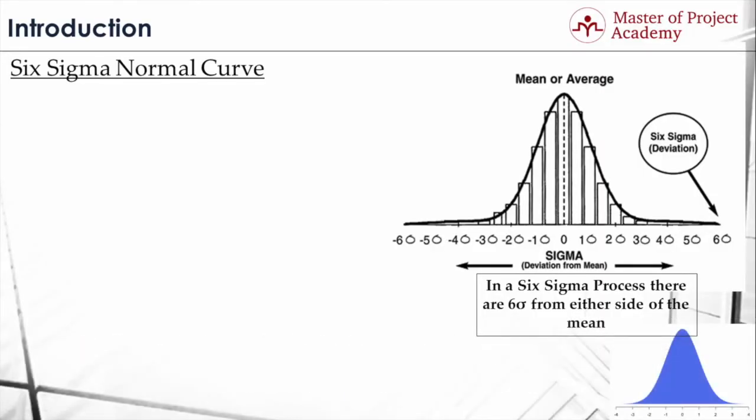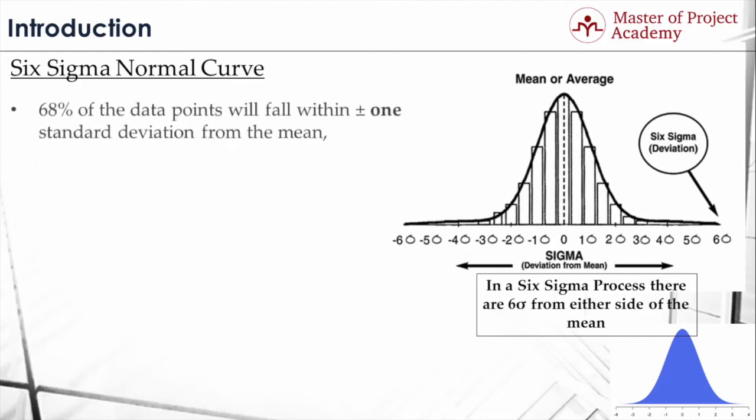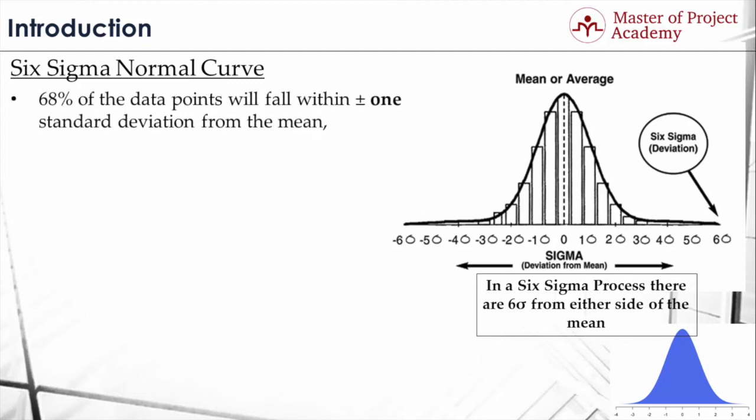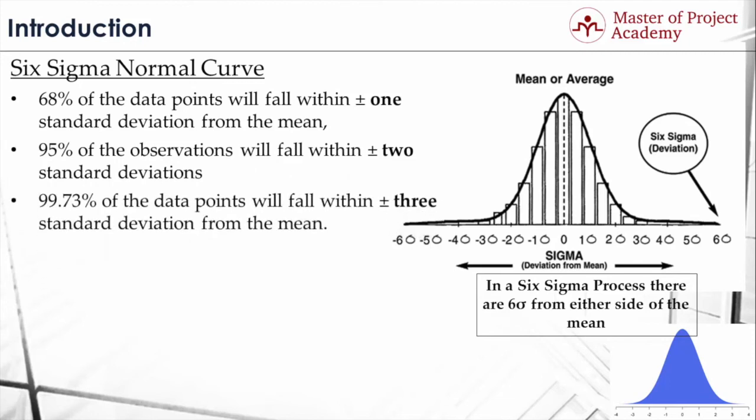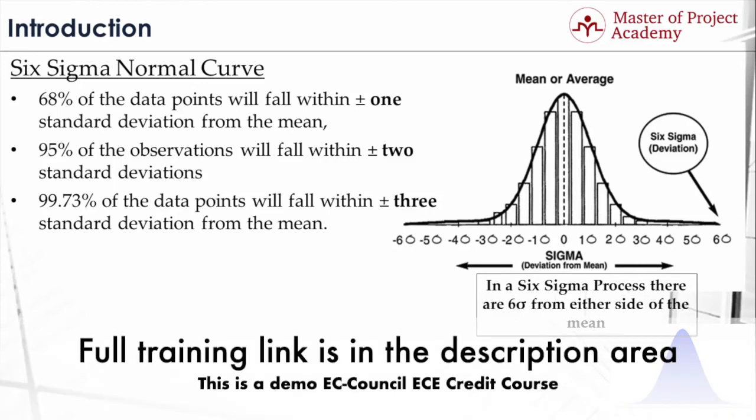Six Sigma normal curve. Now, let's recall the empirical rule of standard deviation again. This slide talks about an extension to the same rule. The rule is, 68% of the data points will fall within plus or minus 1 standard deviation from the mean. 95% of the observations will fall within plus or minus 2 standard deviations. And 99.73% of the data points will fall within plus or minus 3 standard deviations from the mean.